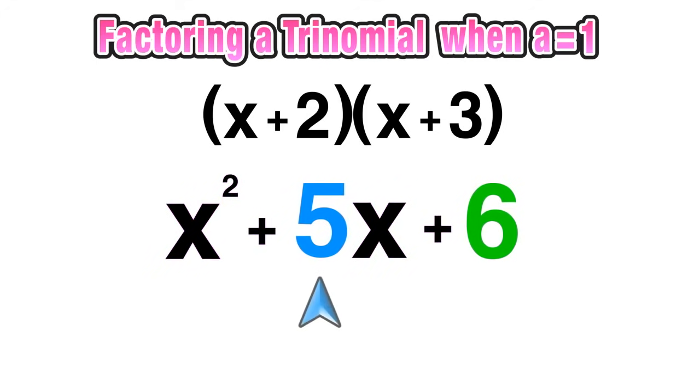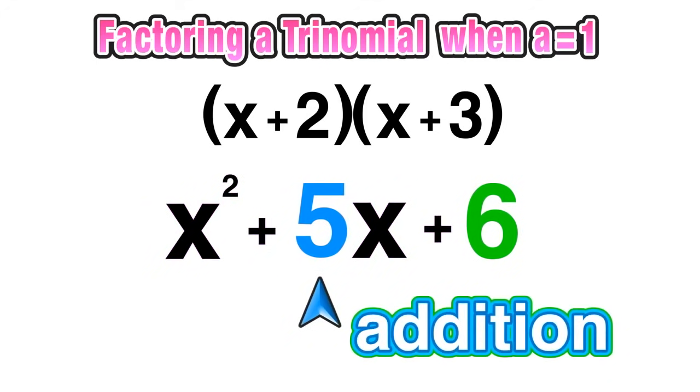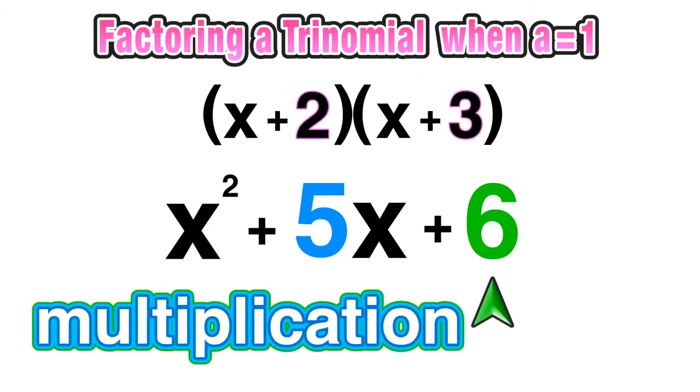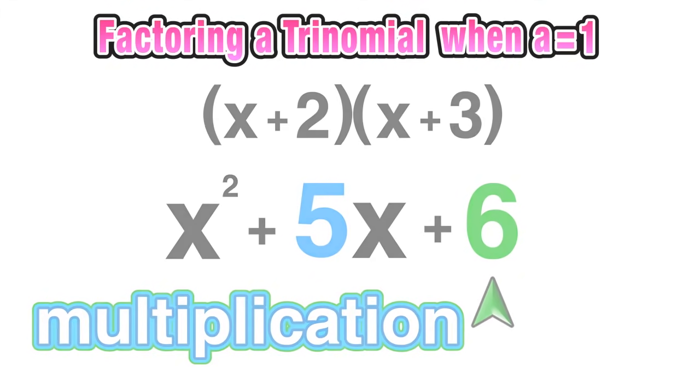Notice that the middle term of 5x we got through addition. Remember, we added the 3x and the 2x, or adding 3 and 2 gets us 5. And also notice that our outside term, our c term of 6, we got by multiplication, from multiplying 2 and 3 together, which equals 6. So we got our middle term by adding and our outside term by multiplying. This is an important relationship with trinomials that's going to help us to factor them.